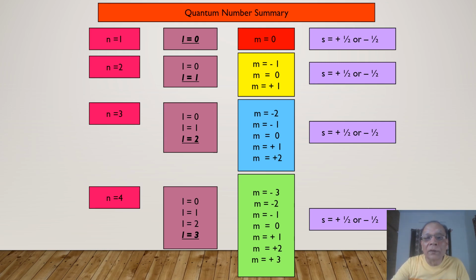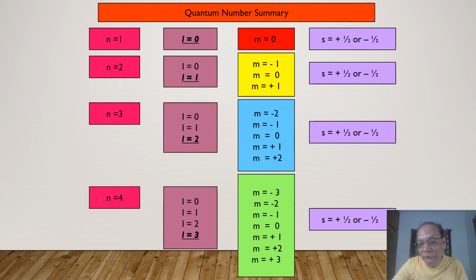M will be, for L equals 0, m will be 0. For L equals 1, m will be -L, 0, plus L. S again will be +1/2 or -1/2. N equals 3, that is the third shell. Here we can have possibly s orbital, p orbital, and this is d orbital. For L equals 1, these are the 3 values, so px, py, and pz. For L equals 2, m is given here from -L to +L through 0. So -2, -1, 0, +1, +2, with S being either +1/2 or -1/2.